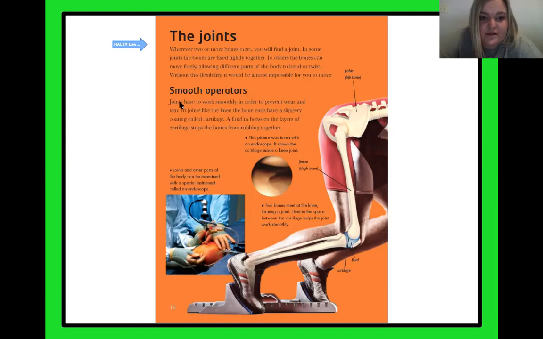Smooth operators. Joints have to work smoothly in order to prevent wear and tear. In joints like the knee, the bone ends have a slippery coating called cartilage. A fluid in between the layers of cartilage stops the bones from rubbing together. So, down here. Joints and other parts of the body can be examined with a special instrument called an endoscope. Over here, this picture was taken with an endoscope. It shows the cartilage inside a knee joint. Down here, two bones meet at the knee, forming a joint. Fluid in this space between the cartilage helps the joints work smoothly, right here.